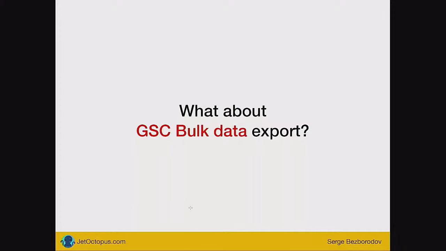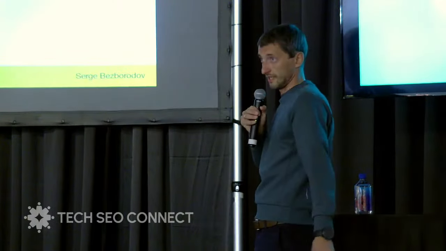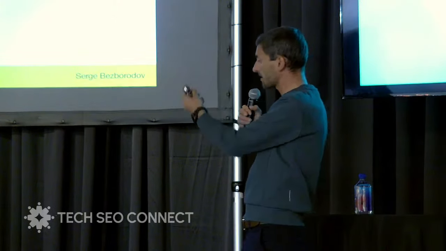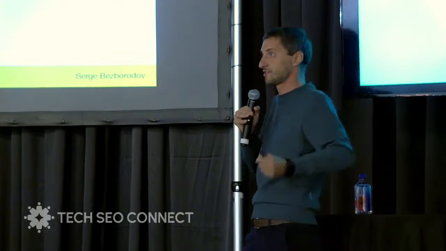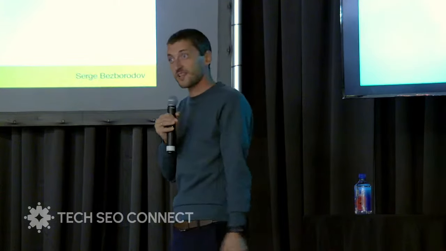And you may ask me, why am I talking about the API, not about GSC bulk data export? We've had bulk data export for about 2 years now, and I was excited when it was released. I was almost ready to start developing an integration in JetOctopus with bulk export. I just waited for some big client to come to us and say, okay, we want to use bulk export. I'm still waiting. 2 years passed, I'm still waiting. Who wants to integrate bulk data export in JetOctopus, wherever?